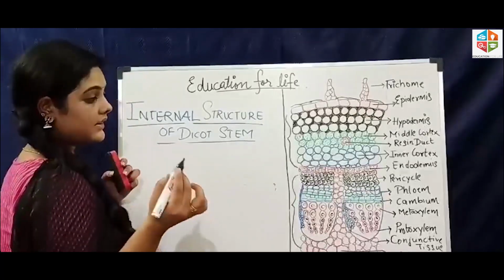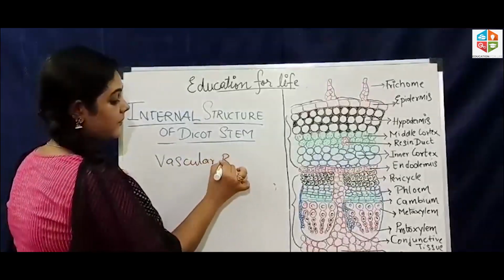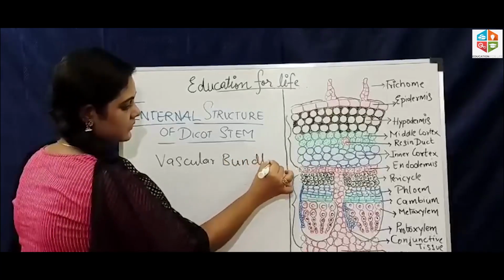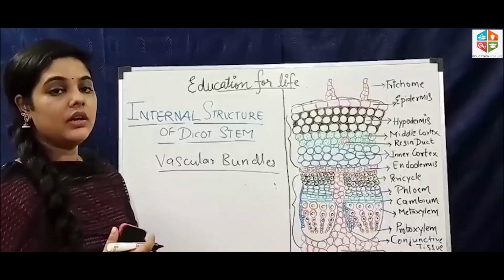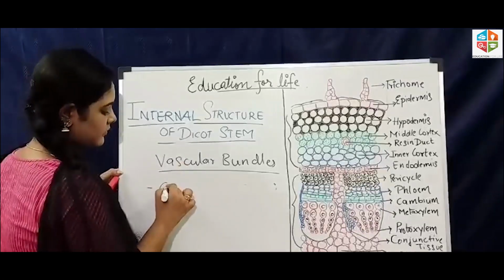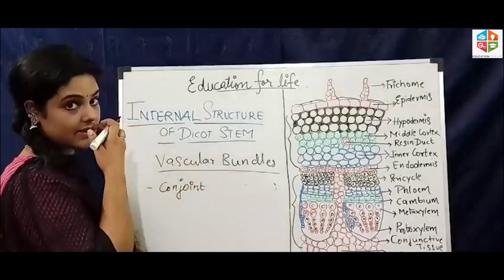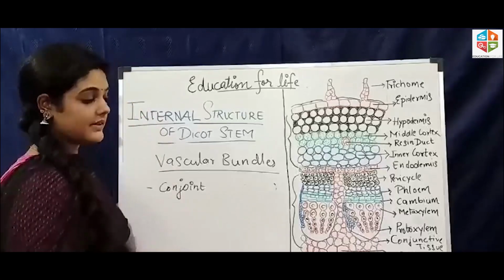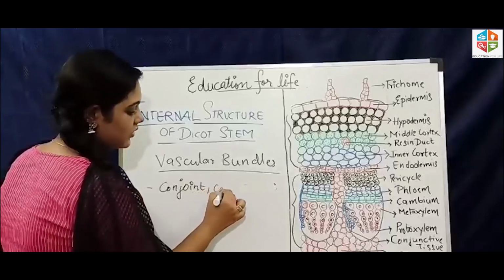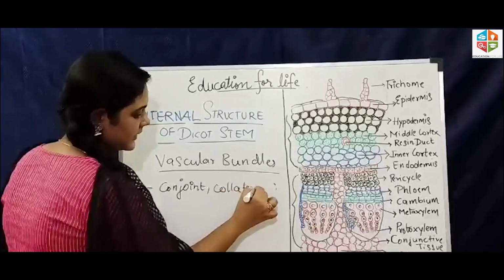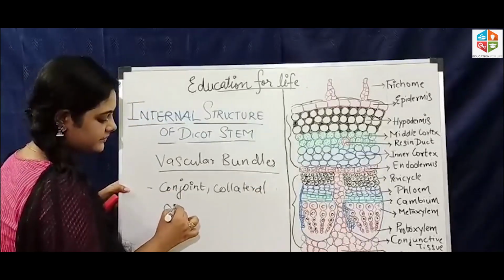The next one is the vascular bundles. In a dicot stem the vascular bundles are conjoined. Conjoined, we have already seen, means they are all in the same radius. And collateral. Then it is open.